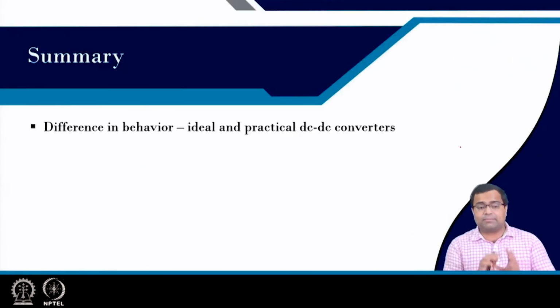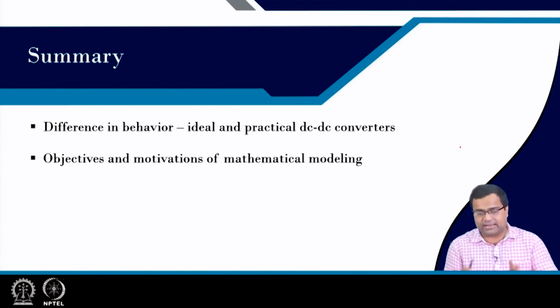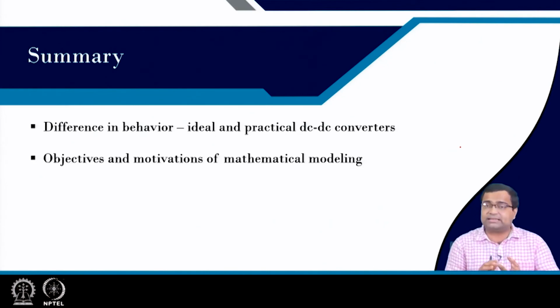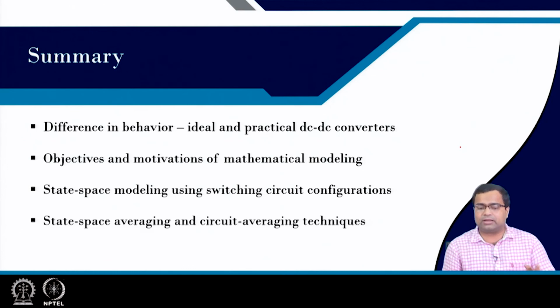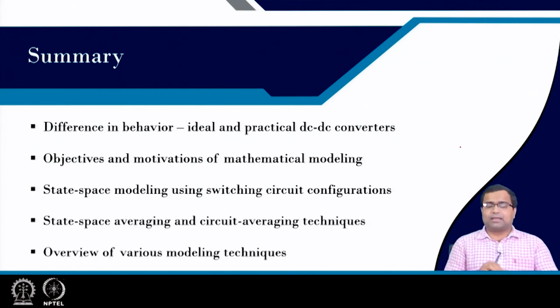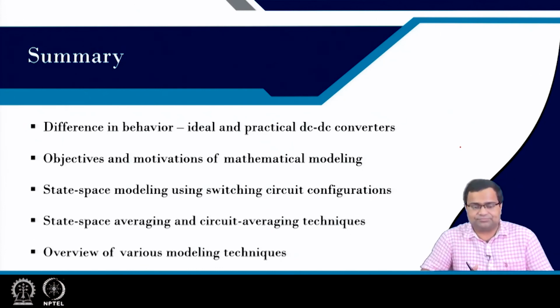So, in summary, we have discussed the difference between ideal and practical converters. We have discussed in detail the objective and motivation of mathematical modeling. We have briefly discussed state space modeling and switch configuration. We briefly discussed the circuit averaging technique, and we have also discussed an overview of various modeling techniques. So, with this I want to finish here. Thank you very much.